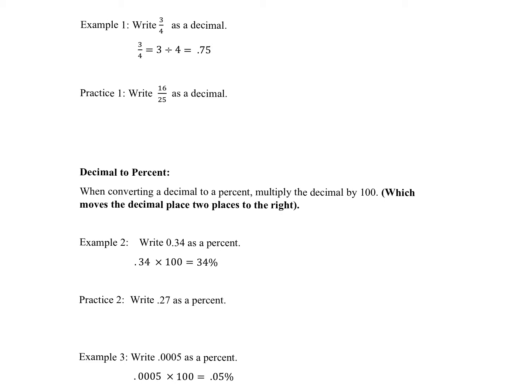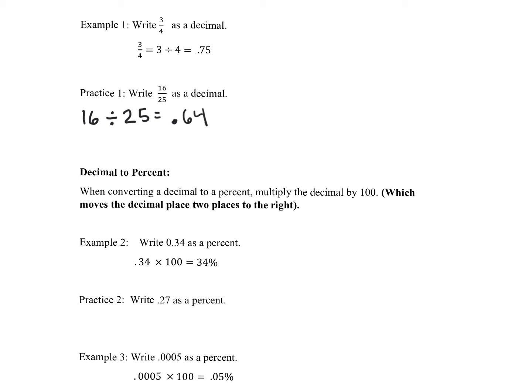Taking a look at practice number 1, if we want to write 16/25 as a decimal, you would simply do top divided by bottom, and you would get 0.64.